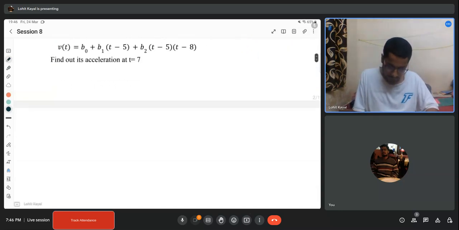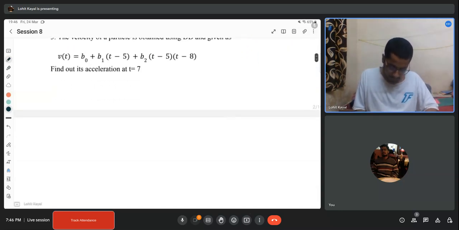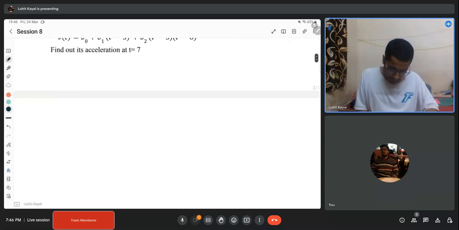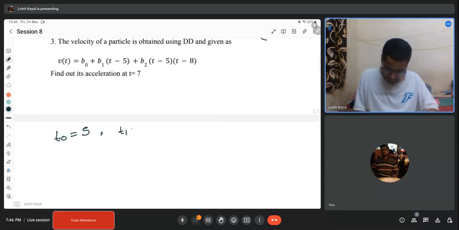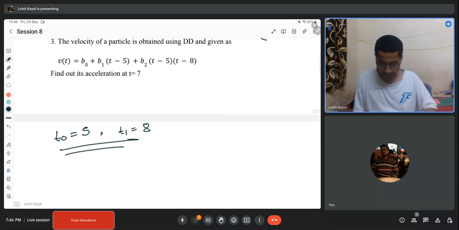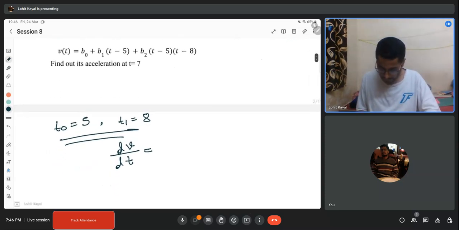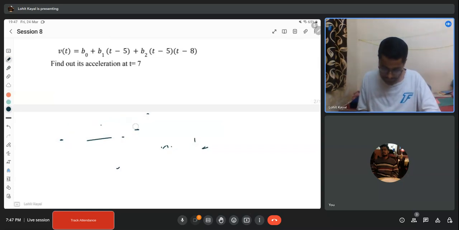So in this case, we can clearly see that my t naught is equal to 5, right? And t1 is equal to 8. So my dv dt is equal to b1 plus b2 into, so I need to find the value of v here. Just a second.